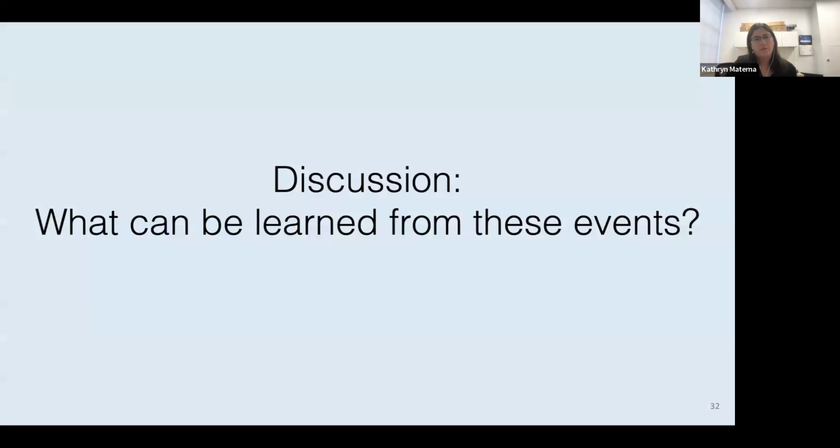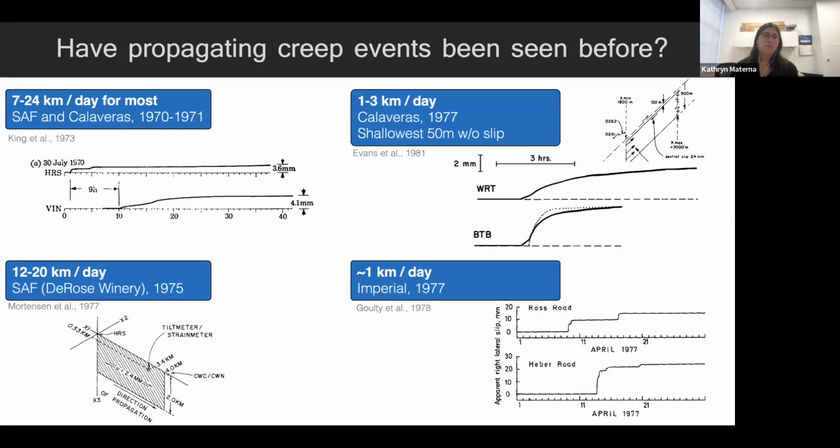So what can we learn from these two events that happened in 2023 and were well recorded? Well, one of my first questions was to understand what we know about propagating creep events in the literature. Propagating creep events on strike-slip faults have been seen before, but not as clearly as what we're seeing right now in InSAR, where it's very obvious from one acquisition to the next that there's been a propagation.